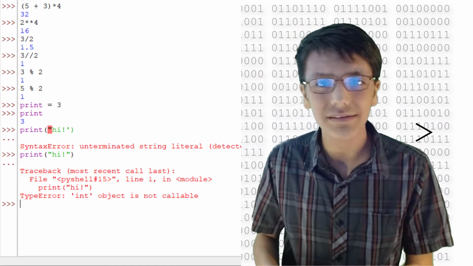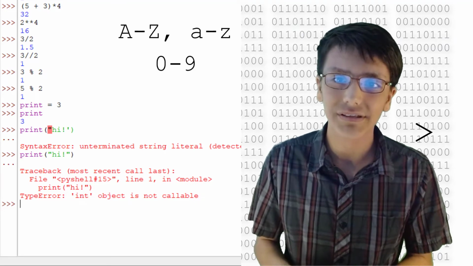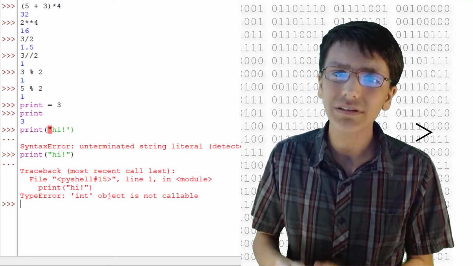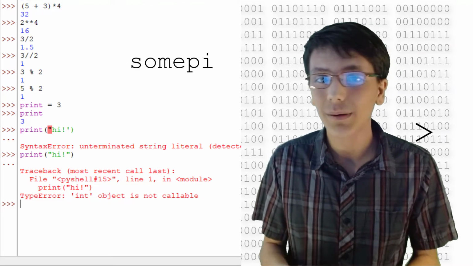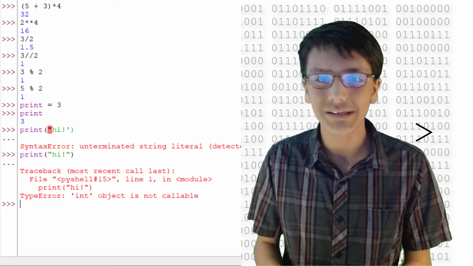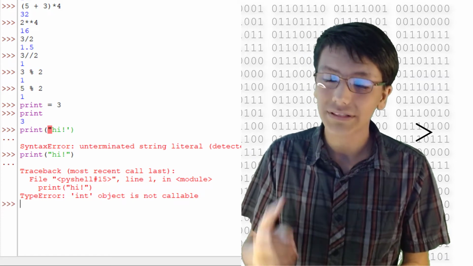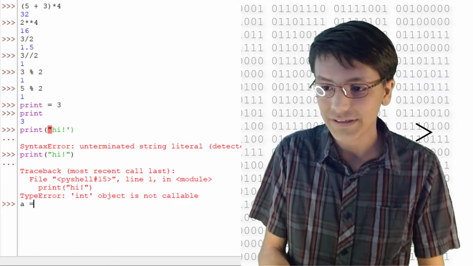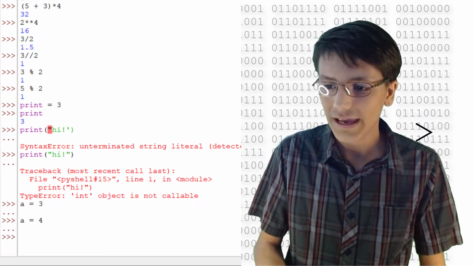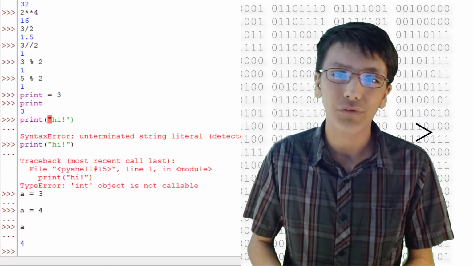Also, the only symbols you can use are letters, numbers, and the underscore, which is on the same key as the minus sign. Variables can't also begin with a number, and remember, variables are always case sensitive. Now, here's some cool things you can do with variables. Variables can change. So let's say we set a equal to 3, we can change it to 4, and if we get a, it's now equivalent to 4.